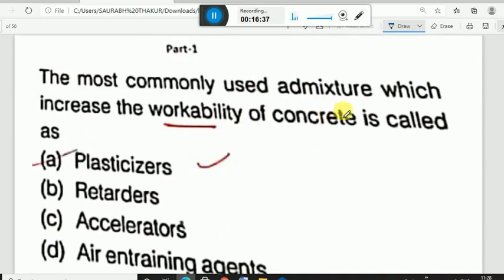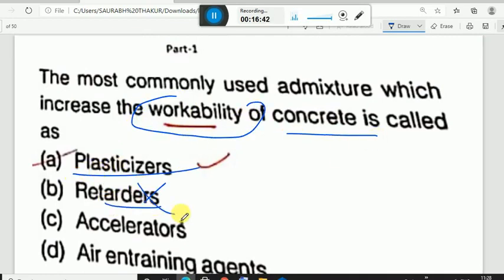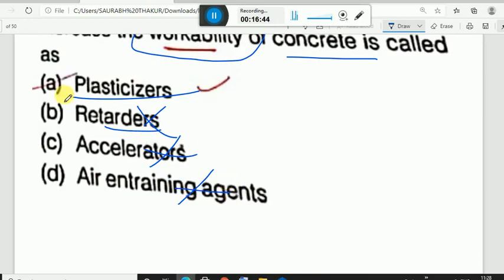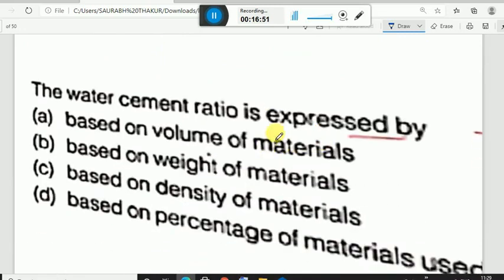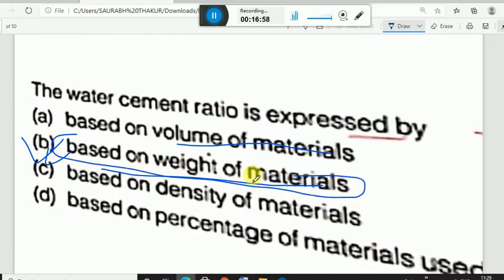The most commonly used admixture which increases the workability of concrete: plasticizer, retarder, accelerator, air entraining agent. Plasticizer would increase the workability of concrete. The water cement ratio is expressed based on volume of material or based on weight of material. When you express the water cement ratio based on the weight of material, there will be no fluctuation, so it is expressed based on weight of the materials.